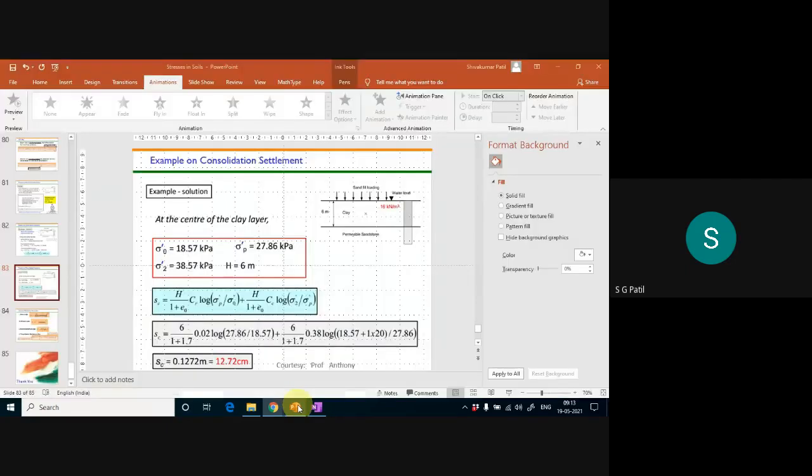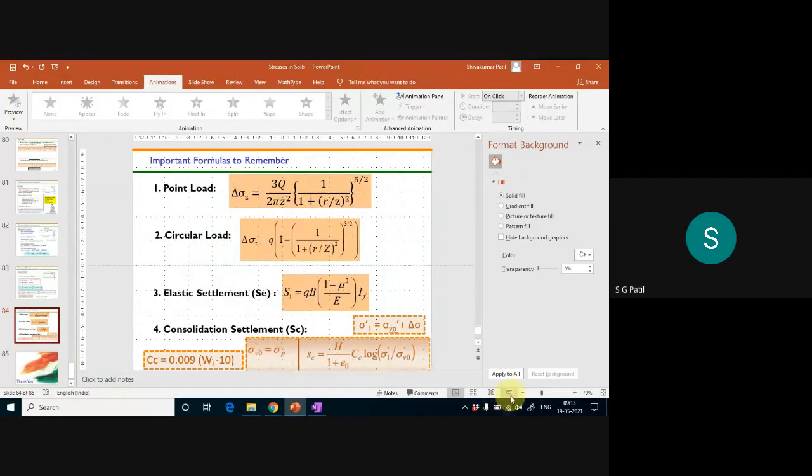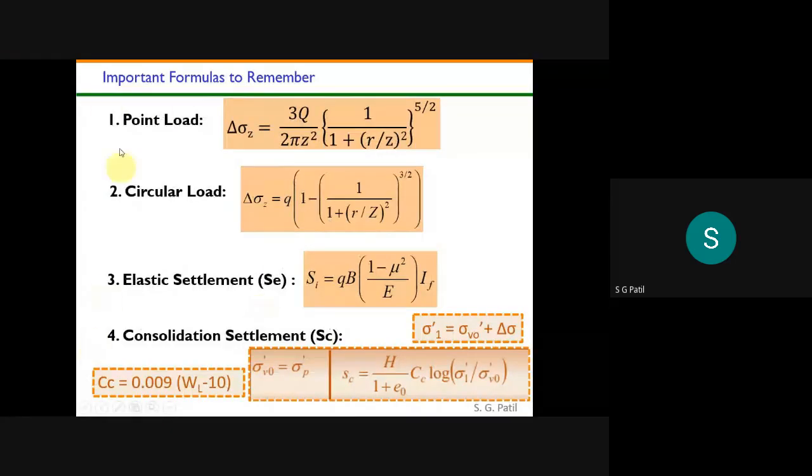Okay. So yeah, this is one summary slide. These are the 4 equations you should remember to solve any problem in this chapter. First formula is this point load formula, from the Boussinesq equation. And then from the circular load, you have to use this equation. For the elastic settlement, you have to use this equation. And for the consolidation settlement, I have put only one case here, that is for NC soil.